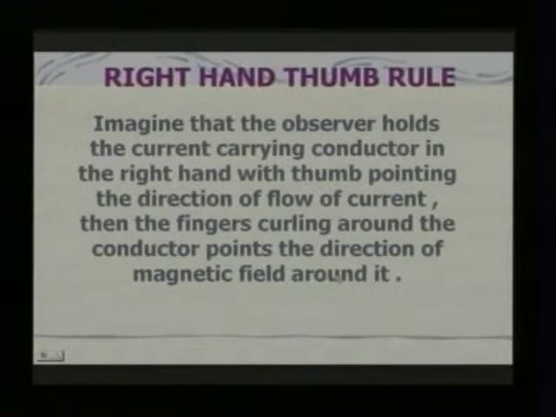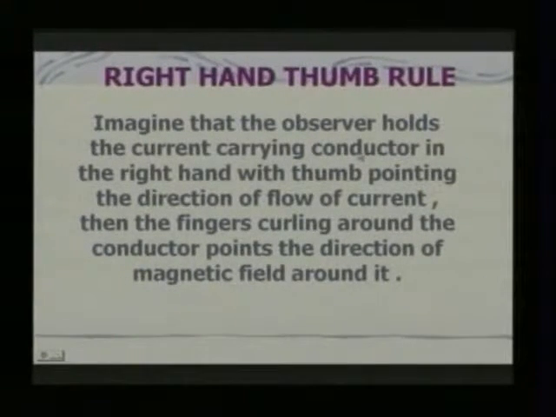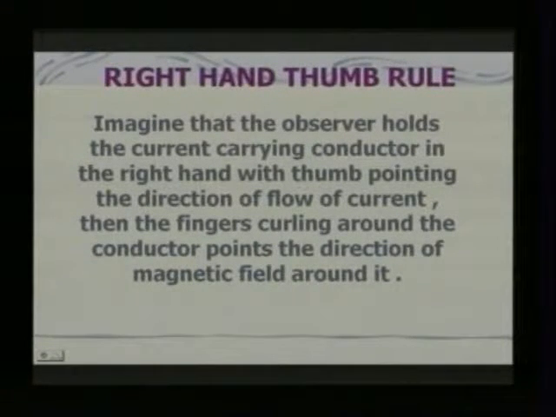Now we can explain the second rule for the direction of magnetic field, that is right hand thumb rule. This is stated as follows. Imagine that the observer holds the current carrying conductor in the right hand with thumb pointing the direction of flow of current. Then the fingers curling around the conductor points the direction of magnetic field around it.